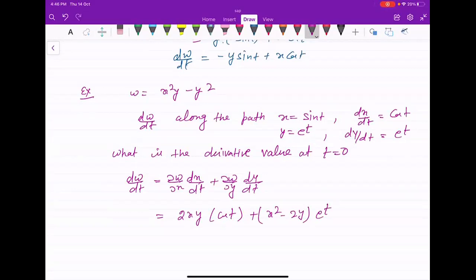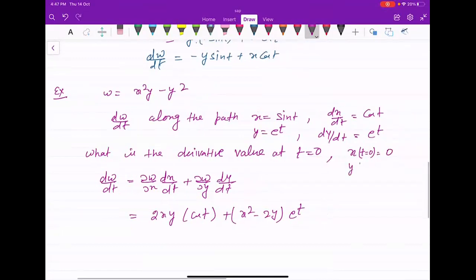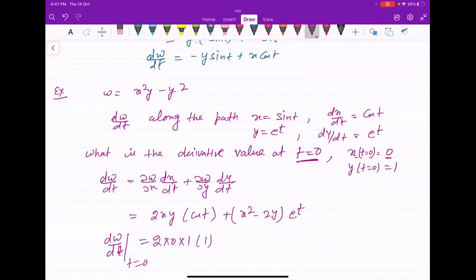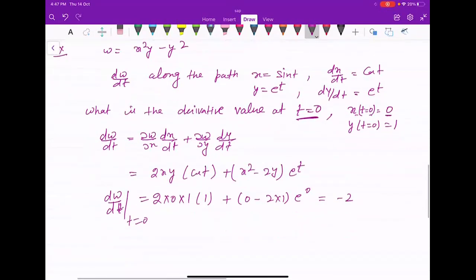Here one more thing, you can compute the value of x at t equal to 0, which is 0, and y at t equal to 0 is 1. So you can directly use these values, 2 into 0 into 1, because we have to compute the derivative at t equal to 0. So dw by dt at t equal to 0: cos t is 1 at t equal to 0, so it is 1 plus 0, minus 2 into 1 into e raised to power 0. Simple. So it is coming out to be minus 2. It's a simple example.